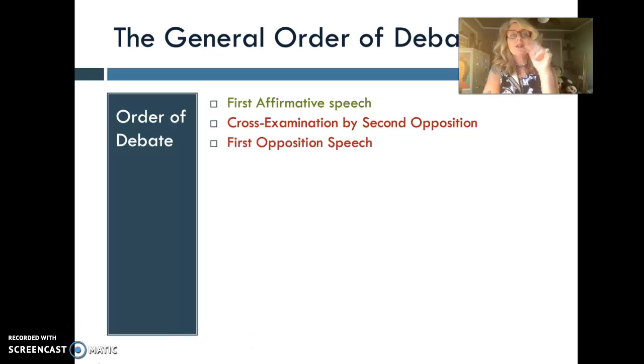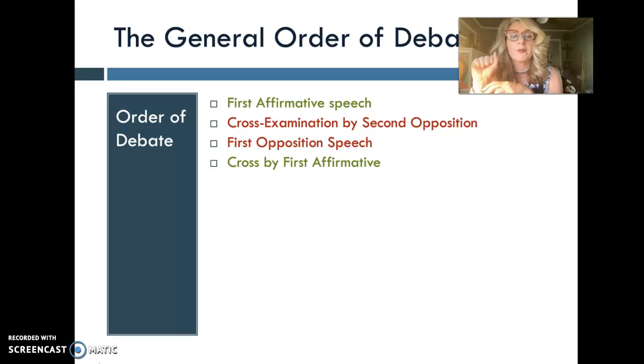So then, once that cross happens by the second opposition, we've got the first opposition speech. If we go back to this, we've got Sam and Shelley, right? Sam's turn. Sam presents his stock issues in response to whatever policy that they're debating. And then the cross is by the first affirmative. Who is that again? That's Jane. Jane gets to ask the questions now. Okay, it's Jane's turn. So Jane better be paying attention to what Sam is saying.